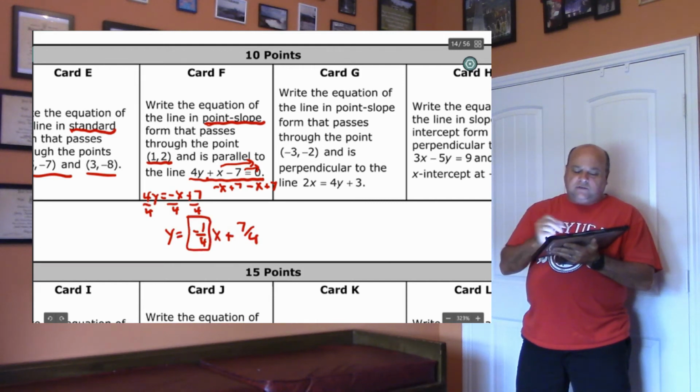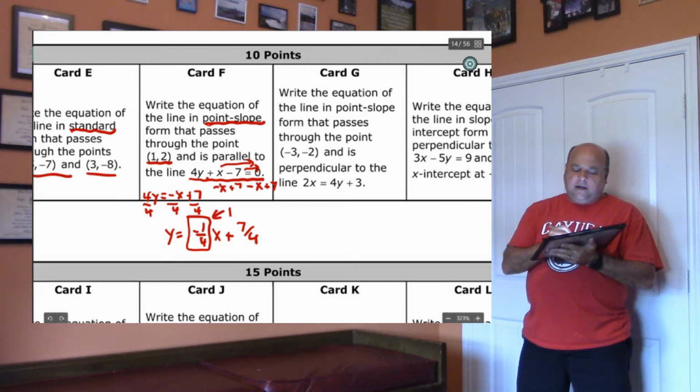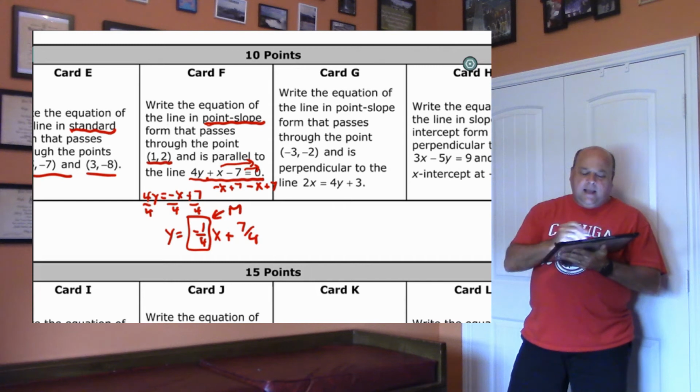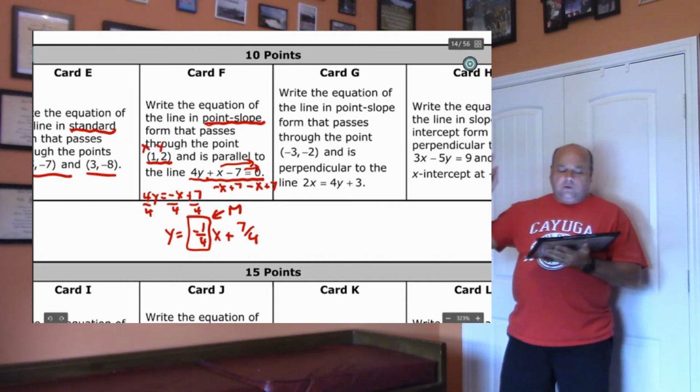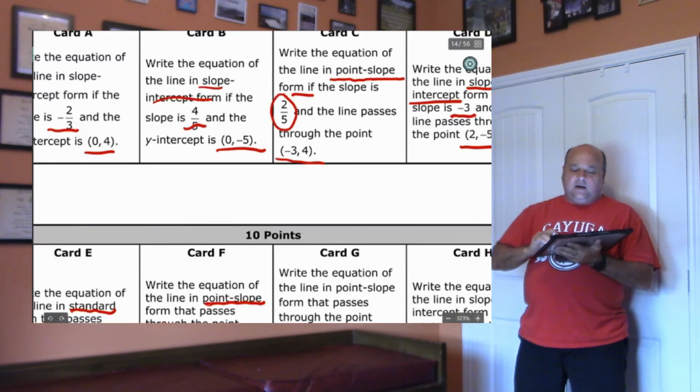All I want is the slope, okay? Because it's parallel. So this right here is going to be my slope. We don't get the opposite reciprocal because it's parallel, right? And it goes through this point. And we want to write it in point slope form. So (1, 2) and slope -1/4.